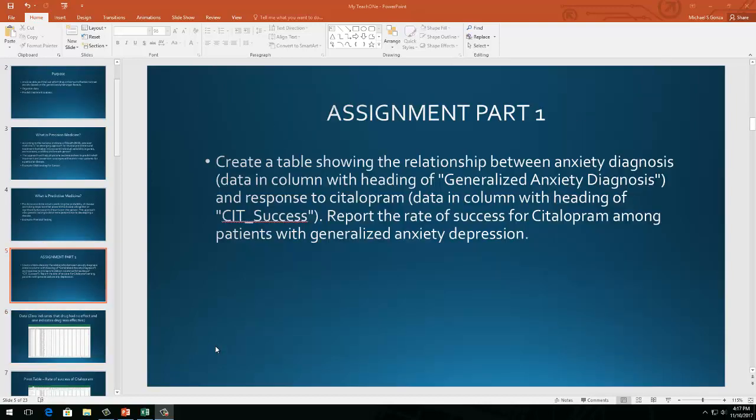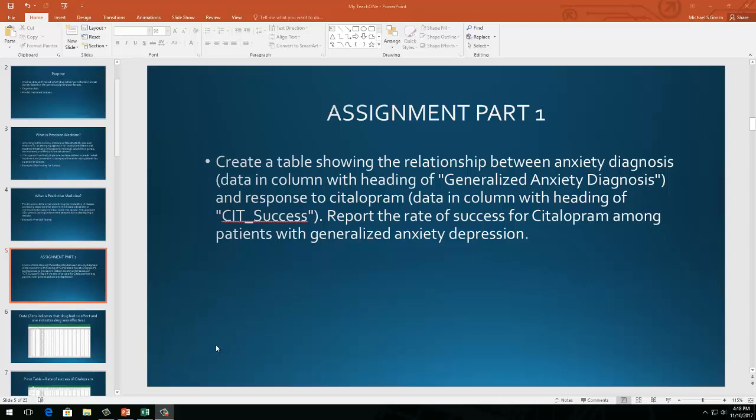As for the assignment, part 1 wants us to create a table showing the relationship between anxiety diagnosis, which is the data in the column with the heading of generalized anxiety diagnosis, and response to citalopram, which is the data in the column with the heading of CIT success. So it wants us to report the rate of success for citalopram among patients with generalized anxiety depression.